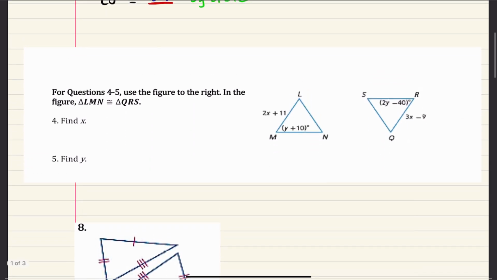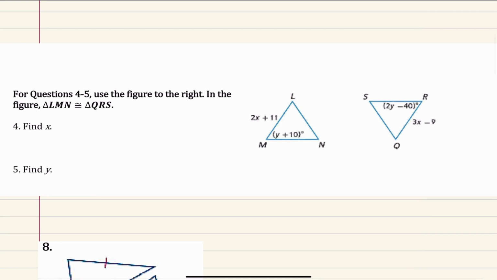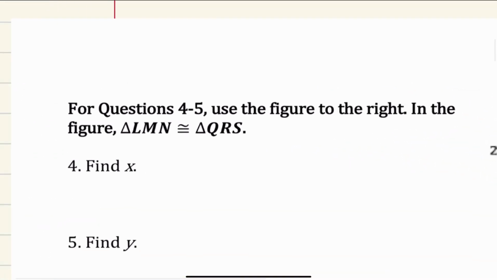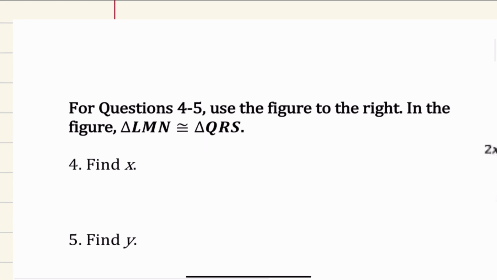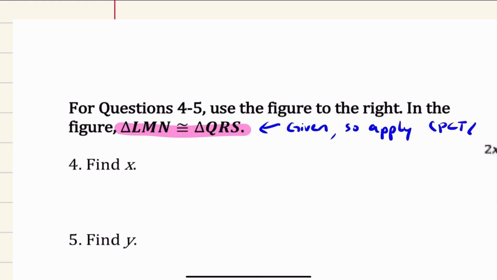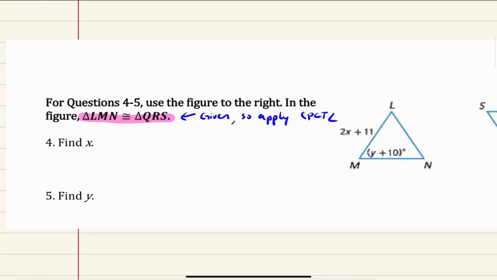Let's go ahead and take a look at this example for questions 4 and 5. Use the figure to the right. In the figure, triangle LMN is congruent to triangle QRS. So this is your given. That means you can apply CPCTC.